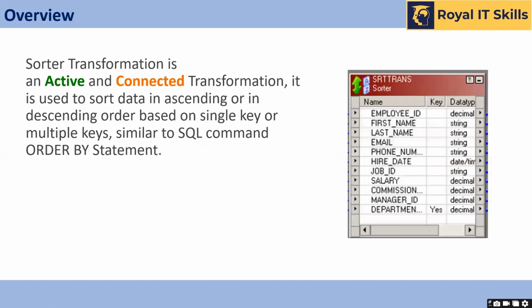Okay. So an overview on SORTER transformation: it's an active transformation. It basically filters out the records when we select the distinct option.